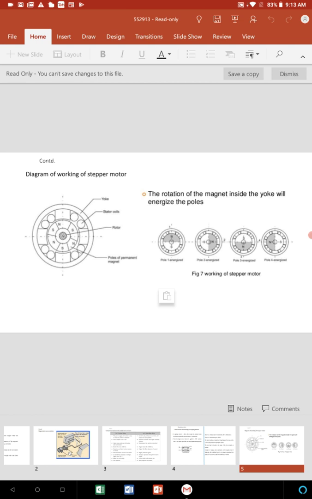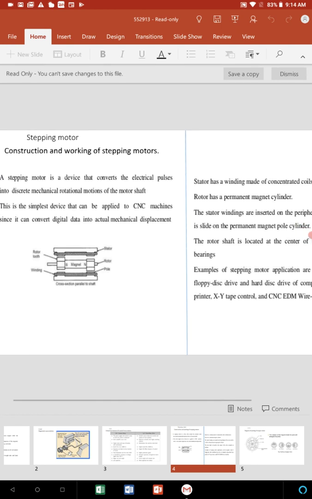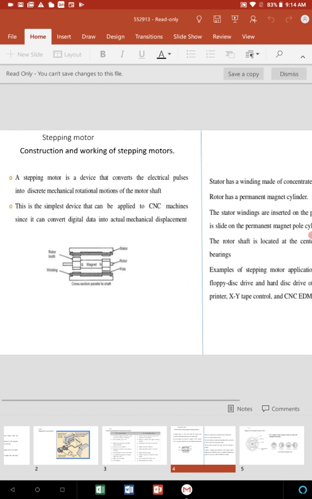Further, the classifications or types are also there: single stack variable reluctance type, which of course is not mentioned here, multi-stack variable reluctance, and then permanent magnet stepper motor, etc. About the stepper motor, the diagram can be referred to and the explanation regarding that can be written, remembering this much regarding the stepping motor or step motor.